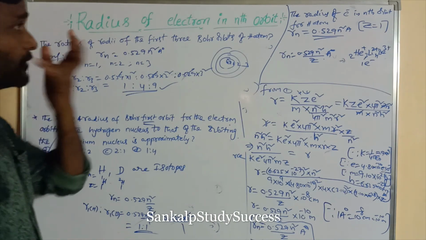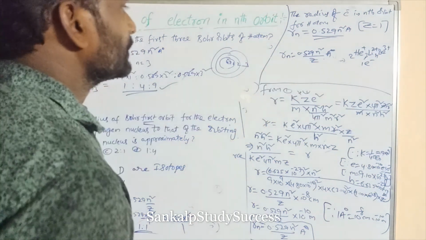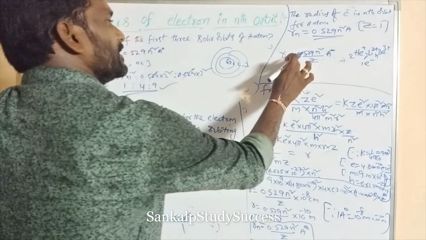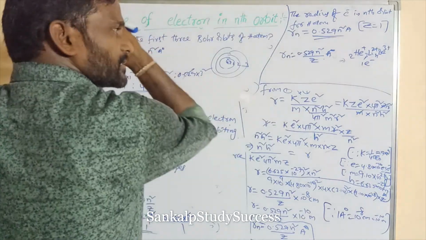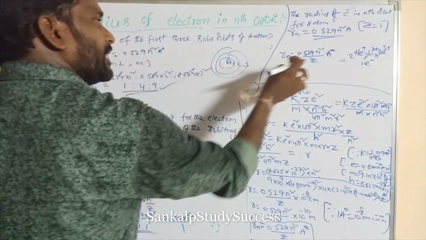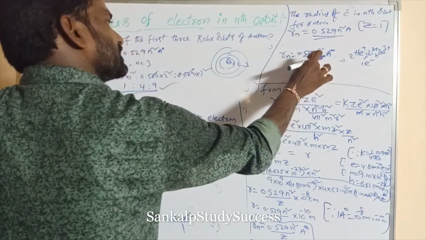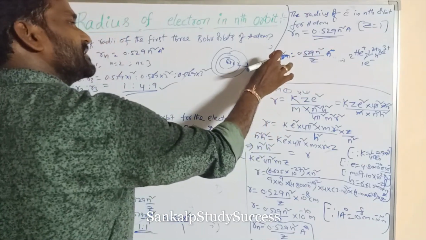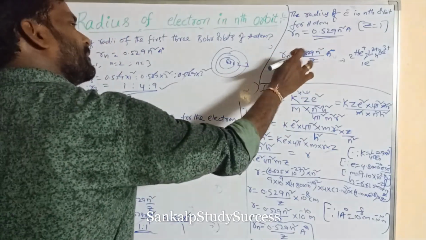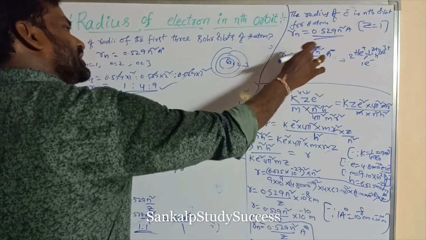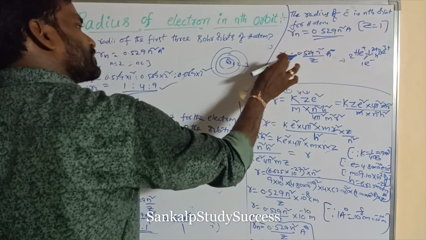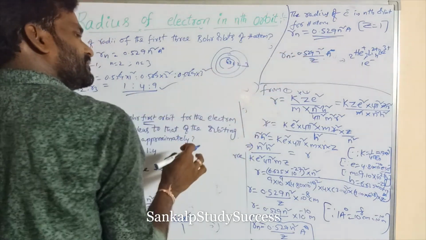So according to this equation, Rn is equal to 0.529 n square by Z angstrom. If the atomic number increases, the radius decreases, but if n increases, the radius increases. These two are directly proportional and inversely proportional respectively.